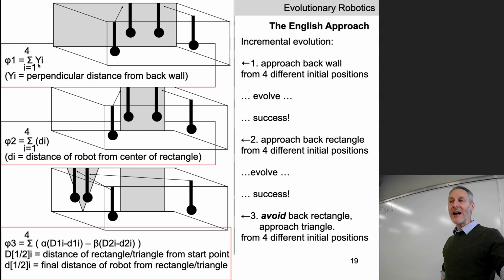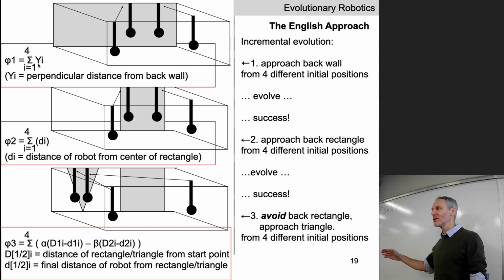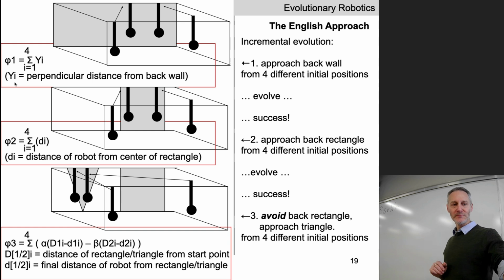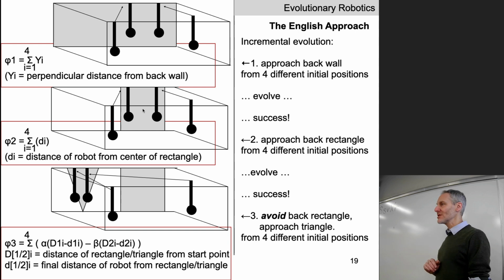Once they get this value pretty close to 0, it's never going to be perfectly 0 because we're dealing with the real world here. They swap in the second fitness function, phi2 here. Now we have di, which is the distance of the robot from the center of the rectangle. So they actually are evolving these controllers not just to go to the rectangle, but drive to a particular position, the center of the back rectangle.